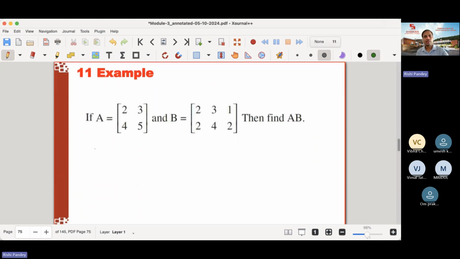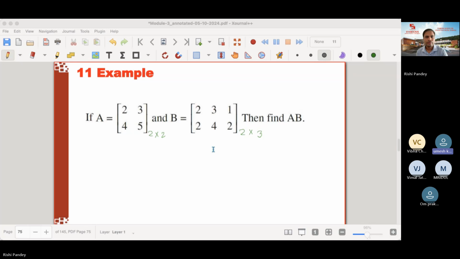Let's see the multiplication and then I can explain it in a better way. What is the order of this one? 2 rows, 2 columns. Am I right? Here, how many rows? 2 rows, 3 columns. Isn't it? So is addition possible in this case? Anyone? Can we add these two or not?